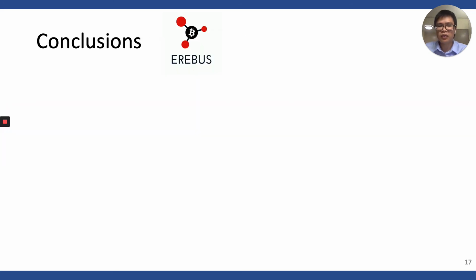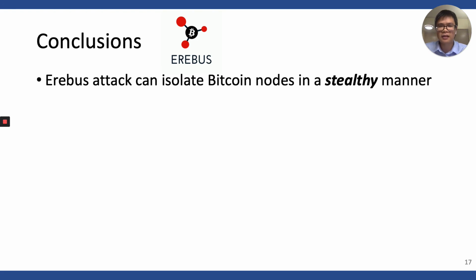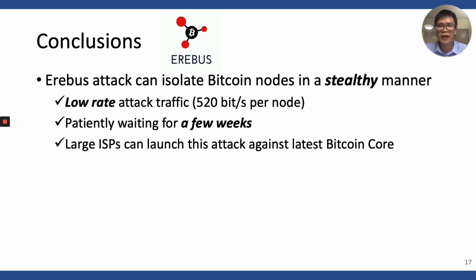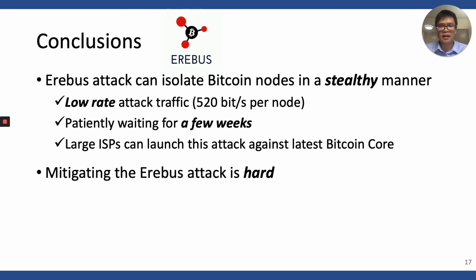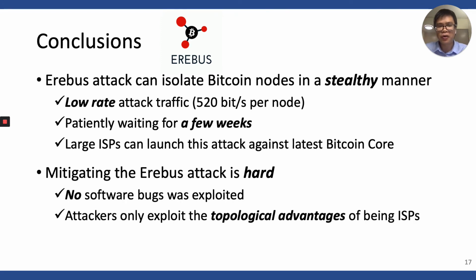In this talk, we present the Erebus attack, a partitioning attack that can isolate a Bitcoin node in a stealthy manner, with a low rate of attack traffic and several weeks of patiently executing the attack. We demonstrate that a large ISP can launch this attack against almost all Bitcoin nodes with the newest version. Mitigating the Erebus attack is shown to be, unfortunately, challenging because it exploits no software bugs but only the topological advantage of being a large ISP.